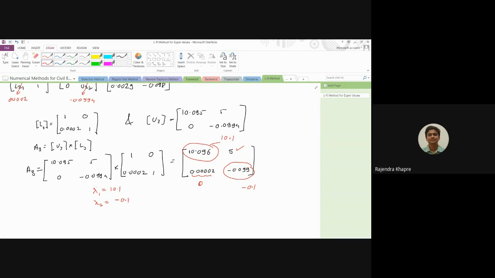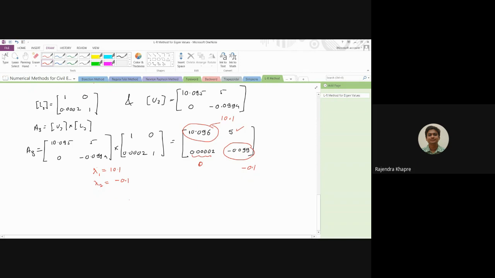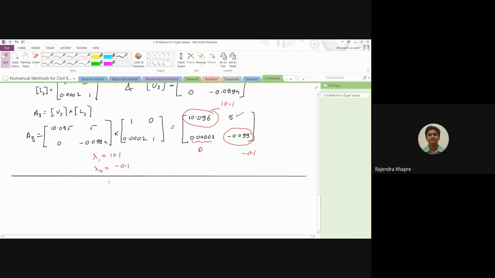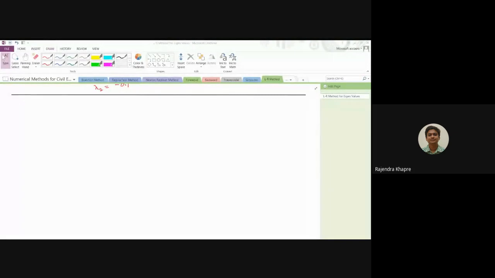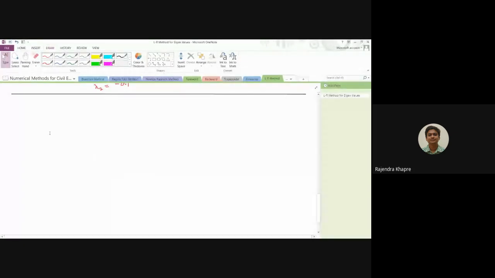Still we have time, so we will solve the same problem using the direct method, because it's just a 2 by 2 matrix. It will hardly take a couple of minutes to solve. So let us try to solve this using the direct method. Here I am putting a line over here. Your original matrix A is 4, 5, 5, and 6.